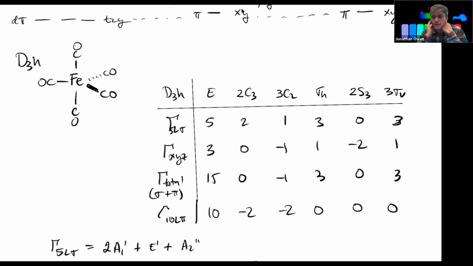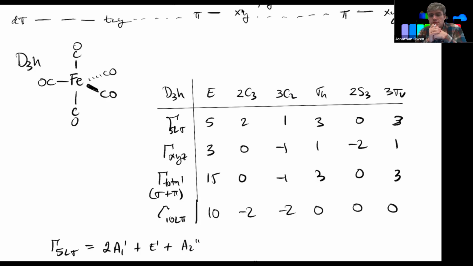I know some of you know the answer to this, or you think you know, but you're not sure. x squared minus y squared are in the xy plane. And so they don't really perfectly line up, but there's sigma bonding.